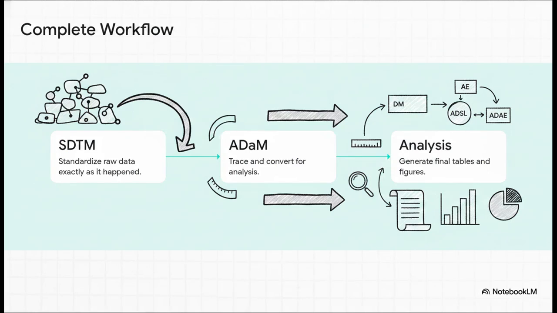Okay, concept 20 strings it all together. Here is the complete workflow. First, we take raw collected data and standardize it into SDTM. That represents what happened. Second, we convert that into ADaM, mapping things like DM to ADSL and AE to ADAE. That dictates how it will be analyzed. Finally, we use that ADaM data to generate our final statistical analysis tables, listings, and figures.